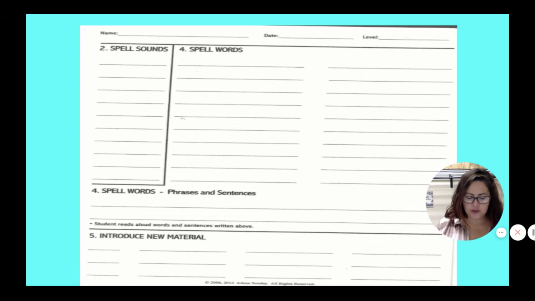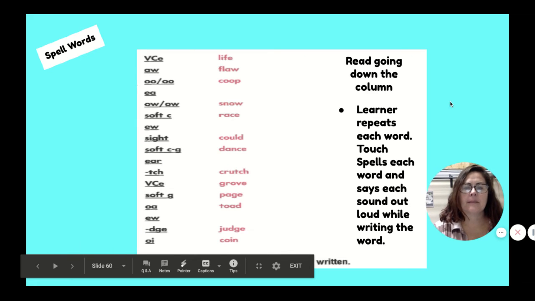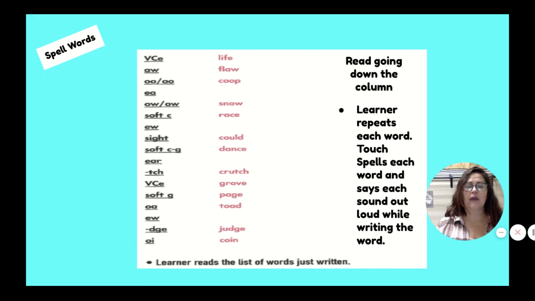Look over all your words. Do they look like they're spelled correctly? If you notice any errors or you can't read your writing, please make your corrections now. Okay, so these are the words. Please check your words and are they written the same? If they're not, cross them out and write them correctly now.